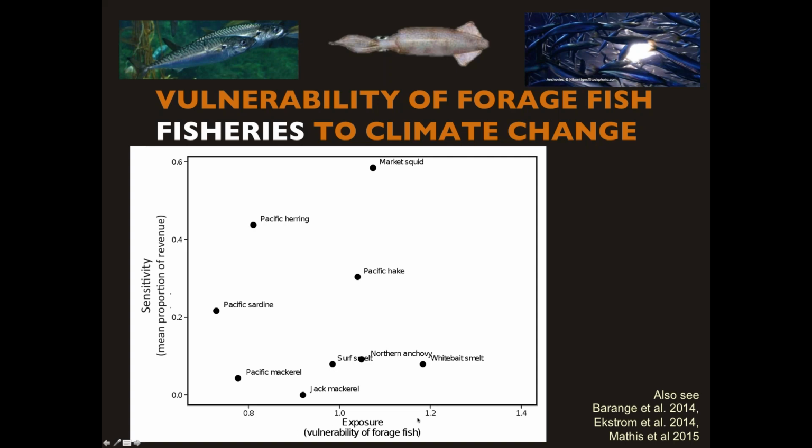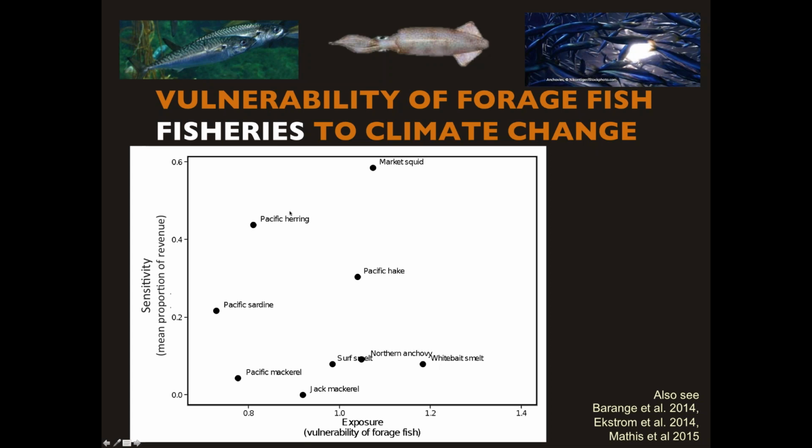Again, the x-axis here is the ecological vulnerability of the forage fish, which becomes the social exposure. And then the y-axis for sensitivity here is the mean proportion of revenue derived from each of these stocks across all the vessels that catch them on the West Coast. And so a couple of things jump out to me.